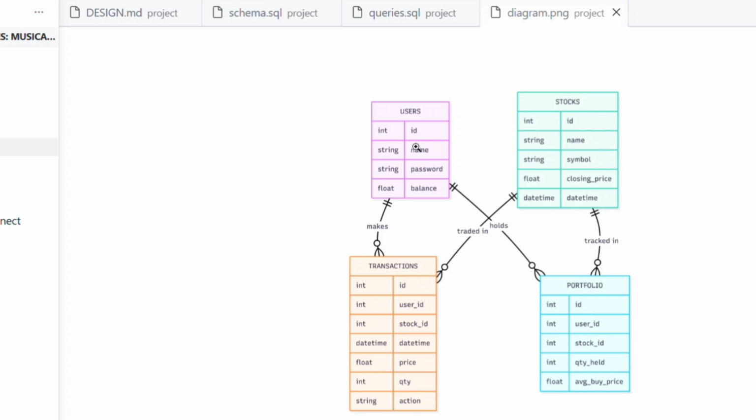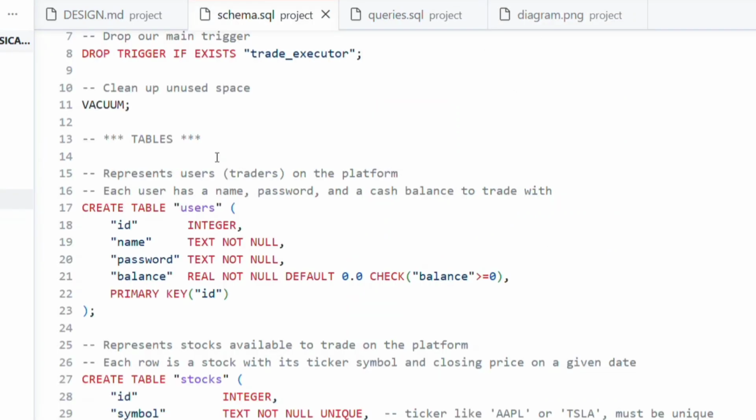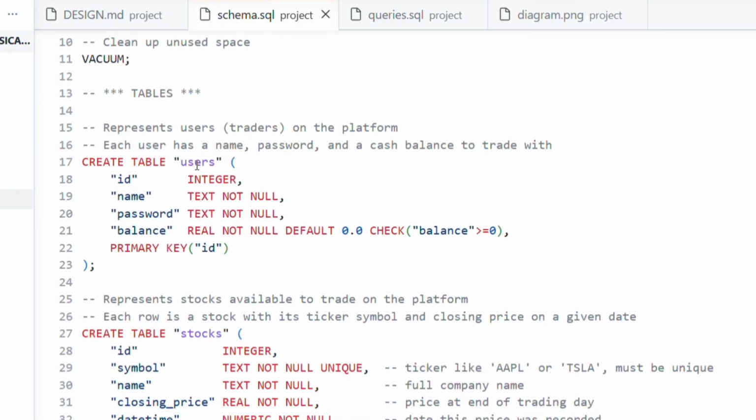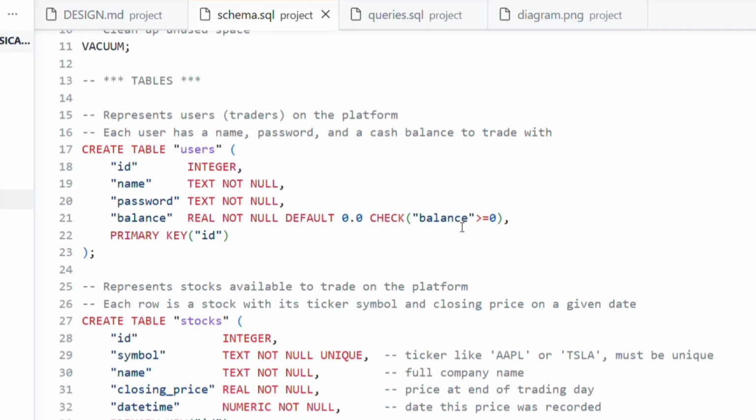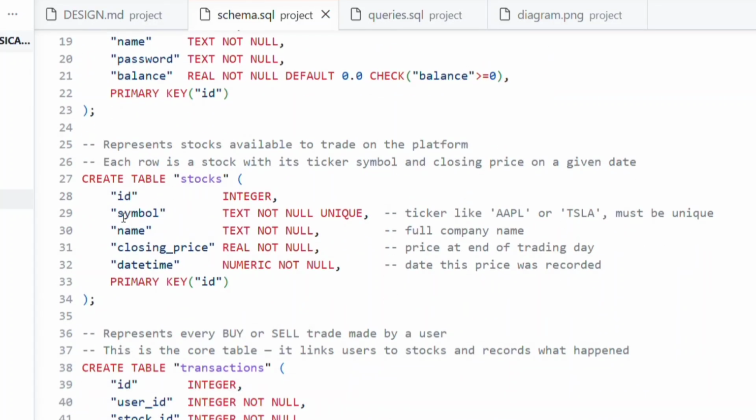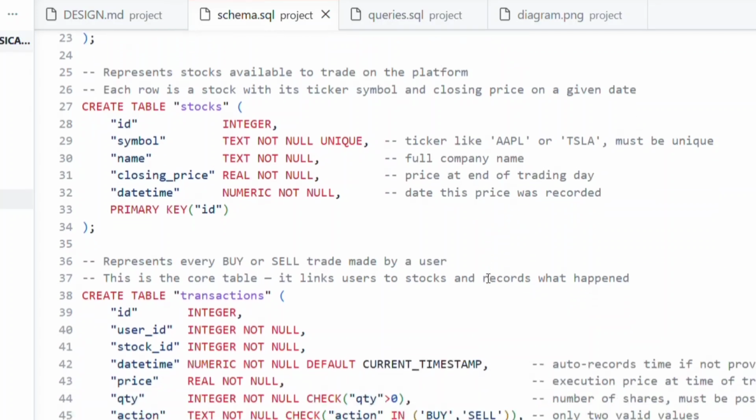Users buy and sell stocks, their balance changes automatically, and their holdings in the portfolio also change, and the portfolio stays in sync, all handled at the database level. Now, let's focus on the first table, the users table, which stores the name, password, and the balance, with a check that the balance should always be positive. Then comes the stocks table, which consists of the stock symbol, their name, their closing price, and also the date time at which the price was recorded.